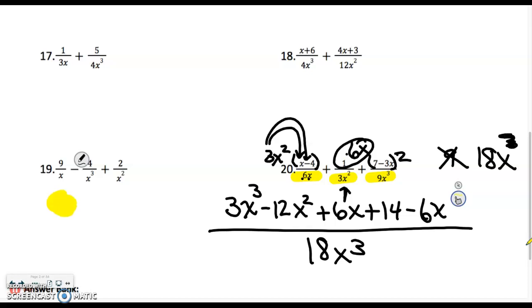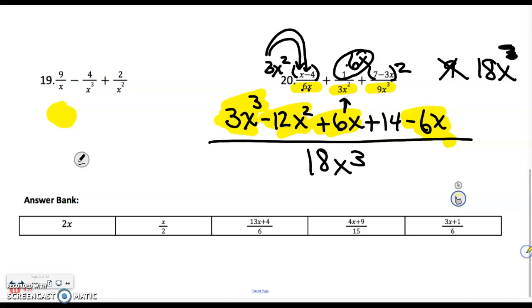So do I still have my highlighter? There are no more x cubes, so you write it down. Do you see any more x squareds? Nope. So you write it down. What's going to happen with the x terms? They cancel. Yes. So you're going to have 3x cubed minus 12x squared plus, what is it, that 14?